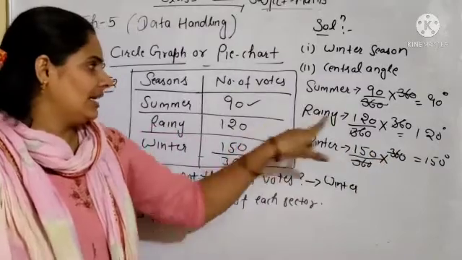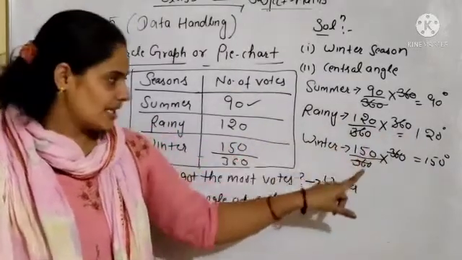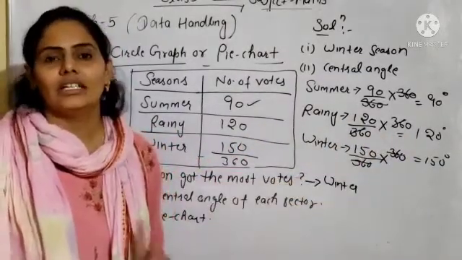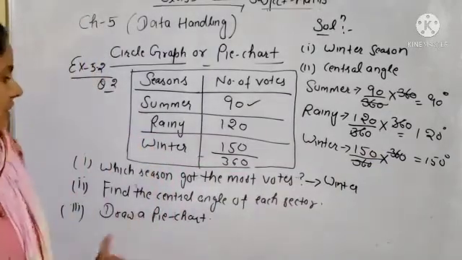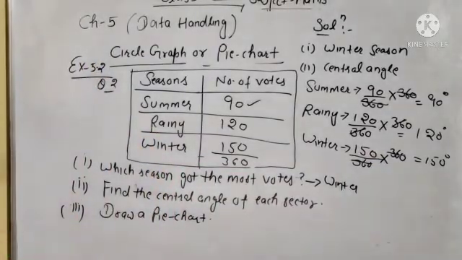For rainy, it will be 120 divided by the number of votes, multiplied by 360. For winter it will be 150 degrees. Is it clear? After that, the third part of the question is saying draw a pie chart. Okay beta, so in the third part you have to draw the pie chart.